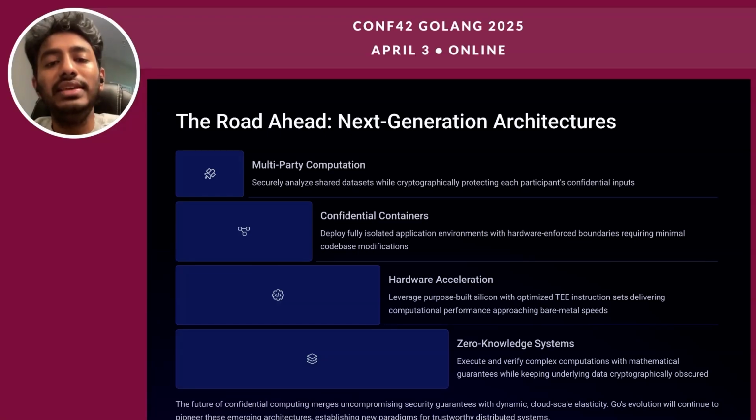And with all these, Go as a language is evolving right along with it. It has the simplicity, speed, and structure to be at the heart of trusted systems in this new era.